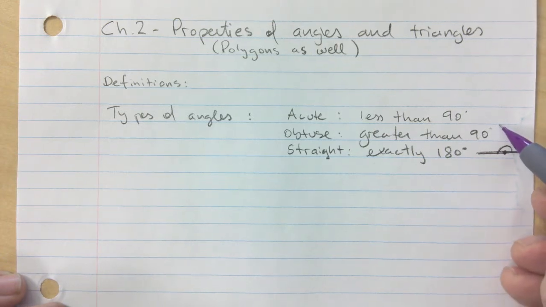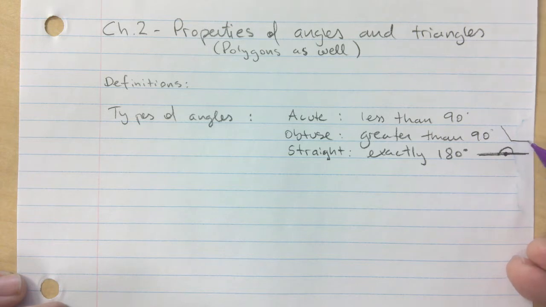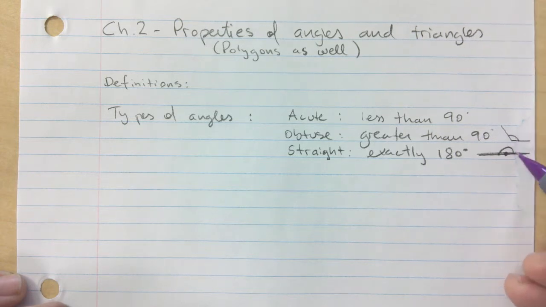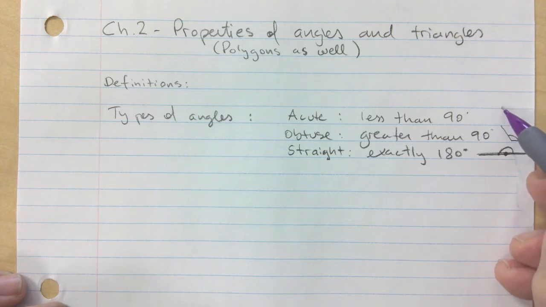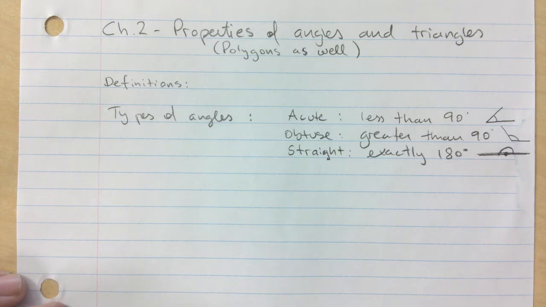And obtuse is just like this. It's greater than 90, 90 being your vertical, and then obviously the acute, you'd think of anything that's less than 90. So the 90 is your reference.